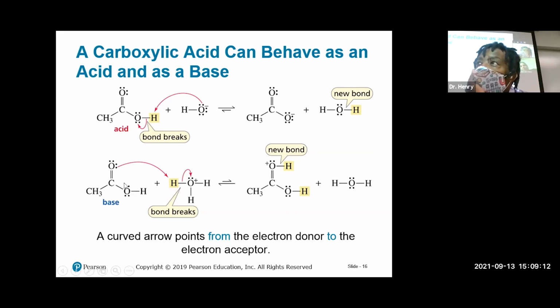So in this case, this guy is acting as a base, and this guy is acting as an acid. Oh, I see what you're asking me. You're saying that this guy is the stronger acid than this guy, right? I think it's right at 1. The pKa is about 1 for the hydronium ion. And the pKa for that one is like a negative something, right? So which one is the stronger acid?